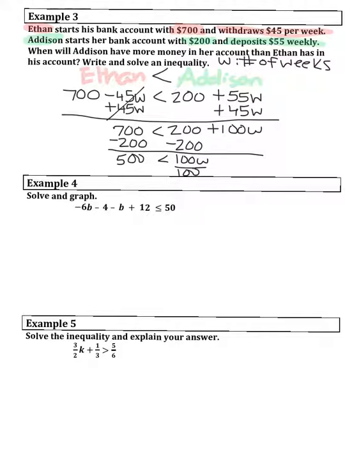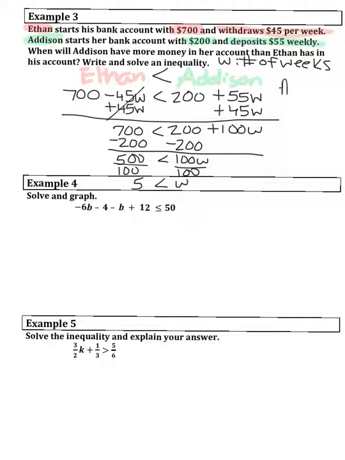Awesome, this is looking great here. So read your answer from the variable. W is greater than 5. Again, I do like word problems to have a word answer here. So I'm going to try to write a sentence in the space that I have left. When will Addison have more money in her account? Well, it's when W is greater than 5.